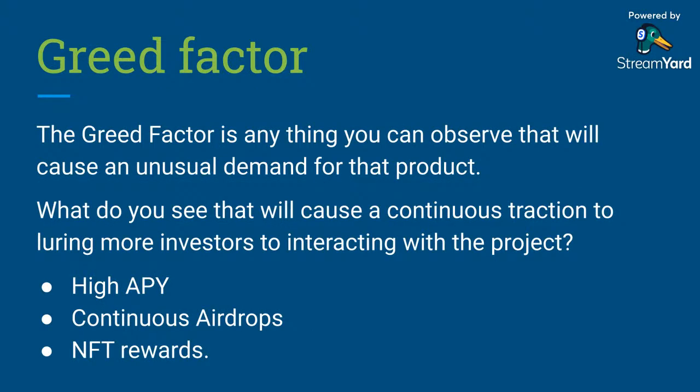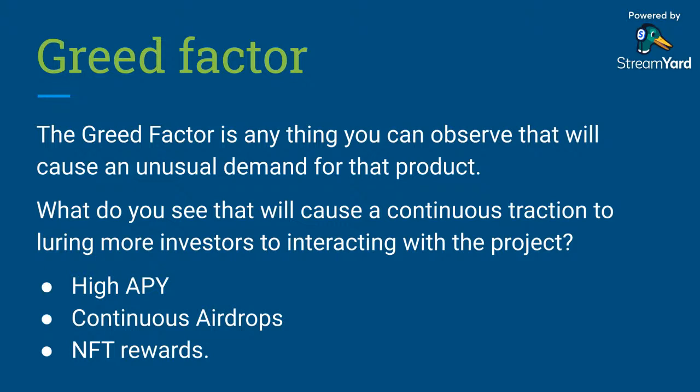The greed factor. The greed factor is anything you can observe that will cause an unusual demand for that particular product. Let me give you an example with Luna. When Luna came on board, Luna was just an ordinary kind of DeFi coin. But what made people attracted to Luna? Luna was offering a high APY. On DeFi you can stake, and when you stake, they give you interest. So what attracted people to Luna was the fact that if you stake your Luna, you're going to be getting a high return on investment. So it kept on pulling them to Luna.